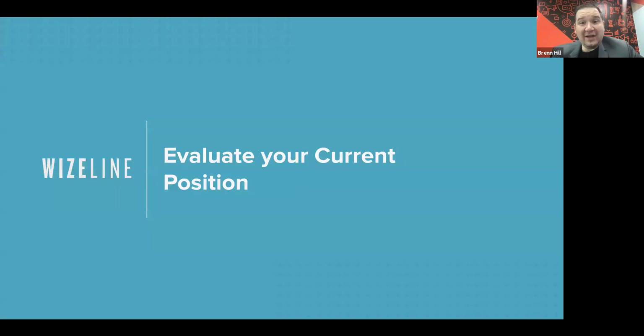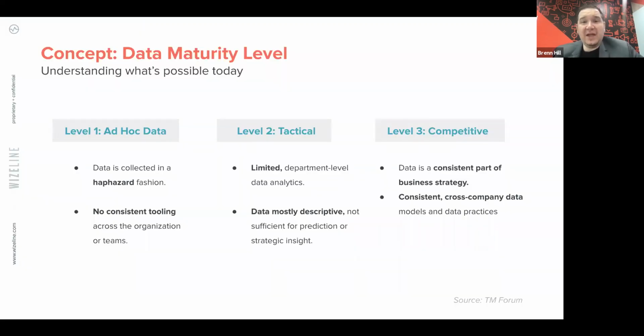So let's talk about how you get there. The first step is to evaluate your current position, looking at where you are so you can figure out where you can go. There are a couple of levels of data maturity. There are 5 levels. We're going to talk about all 5. The first is ad hoc data.